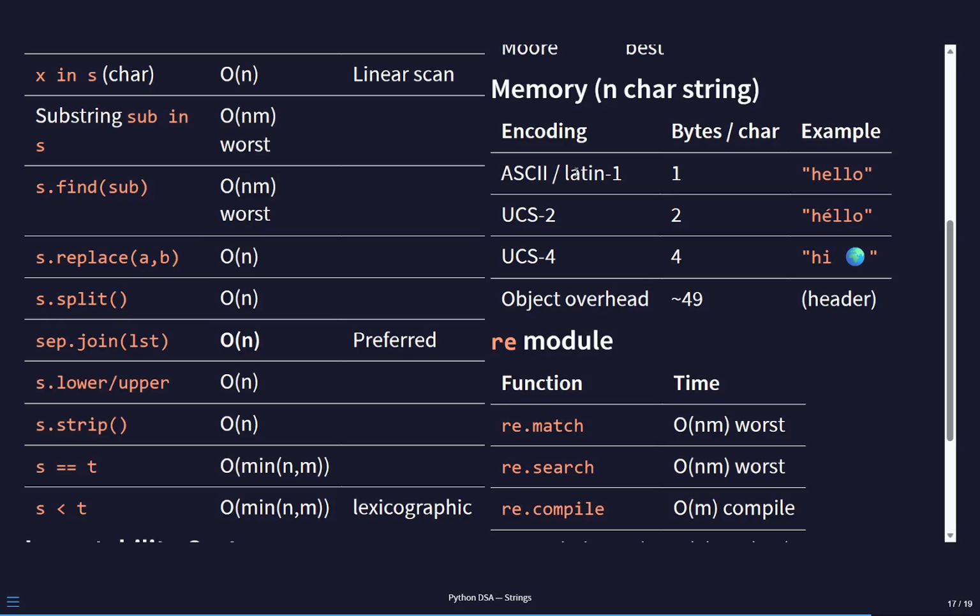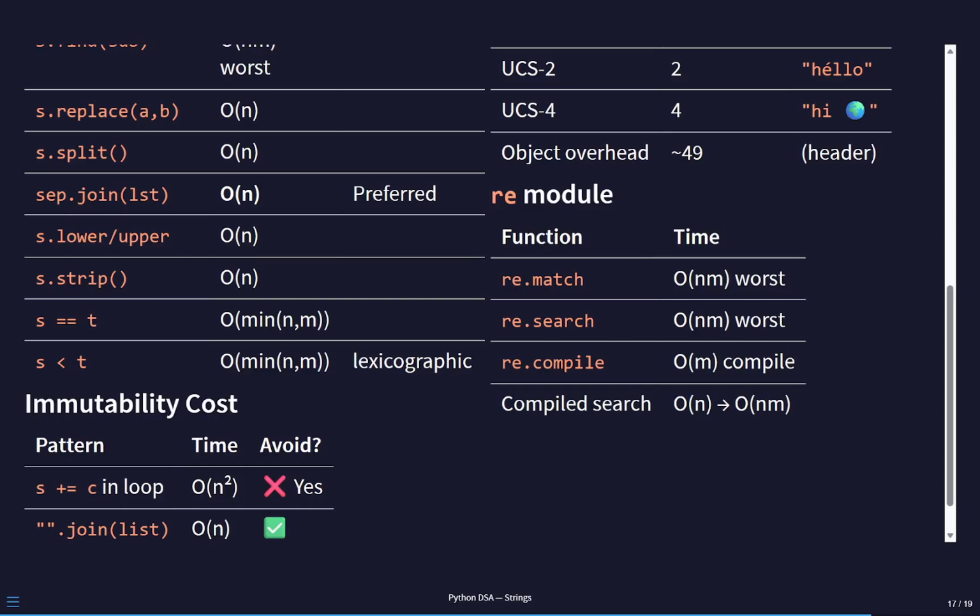Click memory. Object overhead is about 49 bytes. ASCII strings are 1 byte per character above that. Once you introduce any character above U+007F, the entire string widens to 2 or 4 bytes per character. This is why mixing ASCII and emoji in a long string significantly increases memory usage. Click regex. Compilation is O(m), the pattern length. Compiled search is O(n) to O(nm), depending on the pattern. This is why you compile once and reuse. Pay the compilation cost once. Amortize it across all searches.